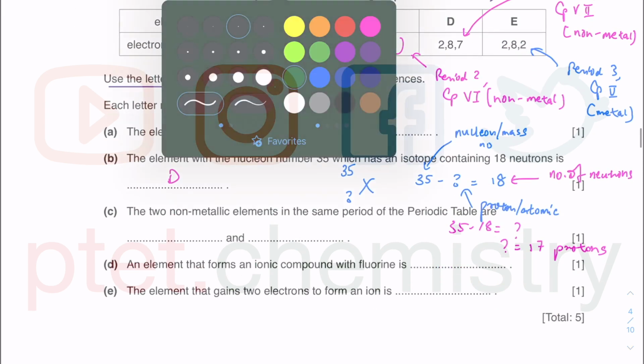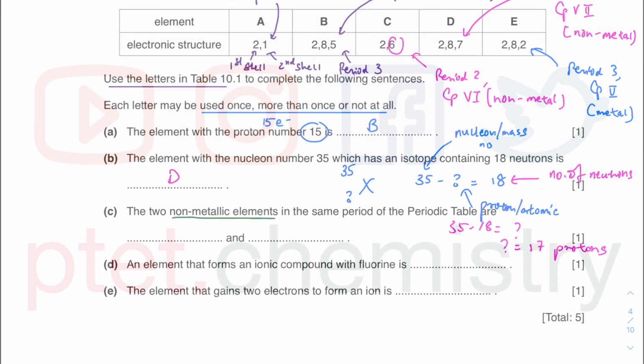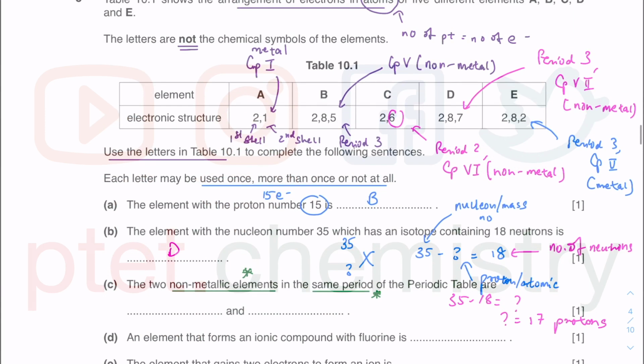The next one is asking us about non-metallic elements in the same period. Same period means the same number of shells being filled. We're looking at non-metal and non-metal, because they say non-metallic, which are found on the right side of the periodic table, groups 4, 5, 6, 7, and 8. This is a group 4 non-metal. This is a group 7 non-metal. They are in the same period, period 3 and period 3, with first, second, and third shells. So we're looking at B and D.